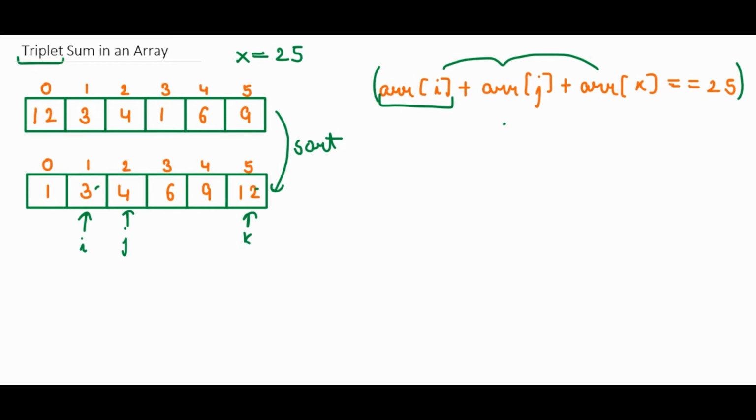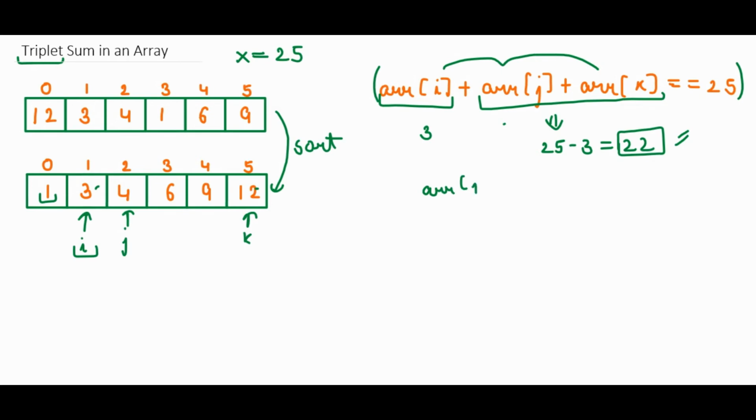Now when we have fixed i equal to 1, we haven't got our answer, right? Now we will move forward, we will fix our i equal to 3. So in this case, what will happen, we have fixed our i equal to 3, and now our array of j plus array of k will be 25 minus 3, which is equal to 22. So we need to find a pair whose sum is equal to 22. That means array of j plus array of k should be equal to 22.